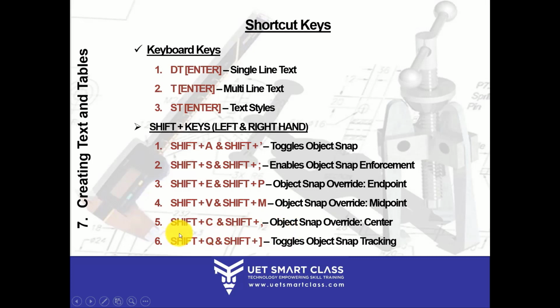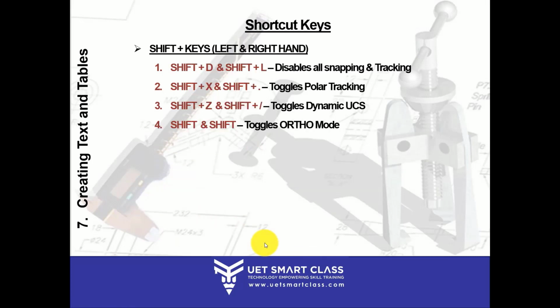So you have to press Shift plus the C key, the comma key. You can toggle object snap tracking through Shift plus Q or Shift plus close bracket. Shift plus D from left hand and Shift plus L from right hand will disable all snapping and tracking. Again pressing it will switch on all the functions of snapping and tracking.